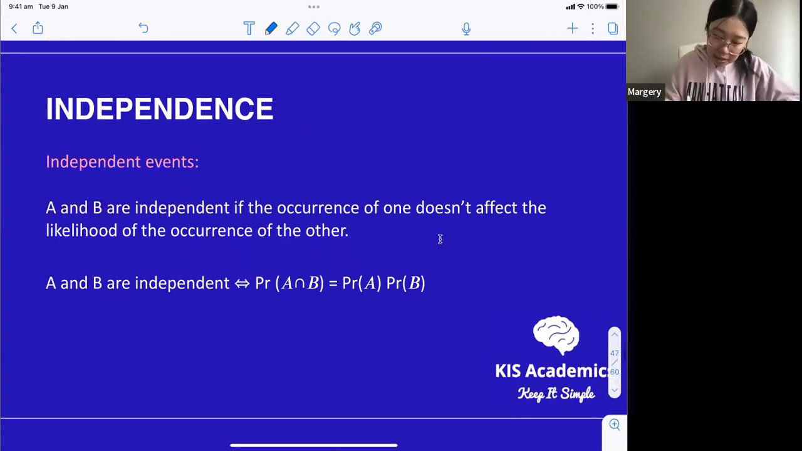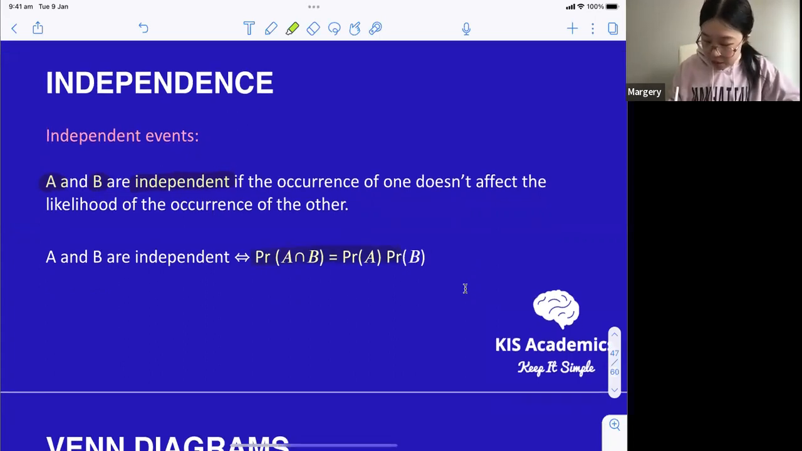In terms of independence, we know that two events A and B are independent if the occurrence of one doesn't affect the likelihood of the occurrence of the other. So if something occurred beforehand and that doesn't affect the probability of something else occurring, then we say that the two events are independent. To test whether the two events are independent, we can use this formula over here. If A and B are independent, then the probability of A and B is equal to the probability of A times the probability of B. If this was not equal, then we say that the events are not independent, or they are dependent.